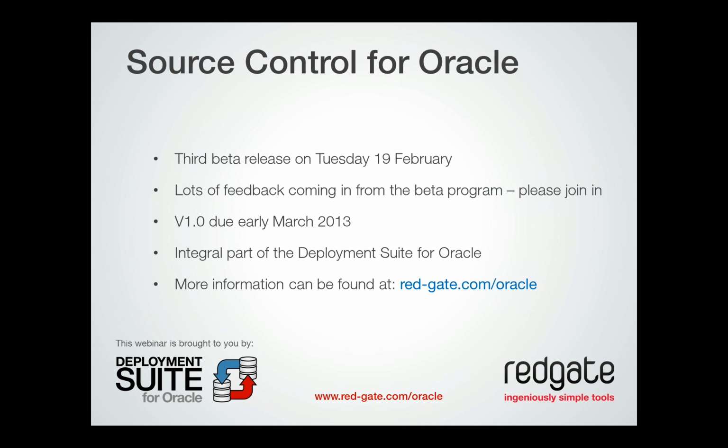The first version is due in early March, and this is going to be an integral part of the deployment suite for Oracle. So far, the deployment suite for Oracle has focused on enabling you to compare and deploy changes through your different environments. We felt that the area missing within that story was Source Control for Oracle, enabling you to deploy and work on changes, but to make sure that Source Control is at the heart of the development that you're doing. More information can be found at redgate.com/Oracle.